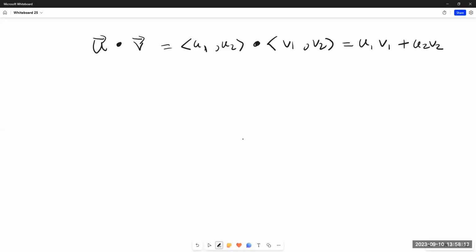But I could also have something called a vector product. And the vector product, so this is called the dot product. And it's a scalar product. But I could also have something called the cross product, which is a vector product.